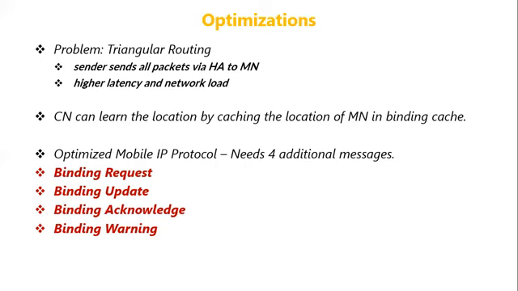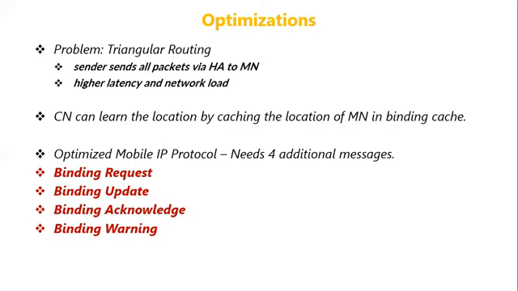Okay, so this is about binding request. Binding request means any node can request the current location of the MN, mobile node, by placing a binding request to the HA, home agent. The home agent will check whether the MN is permitting to reveal this information or not. If the MN is permitting, then that information will be sent to the node which requires the current location of the mobile node.